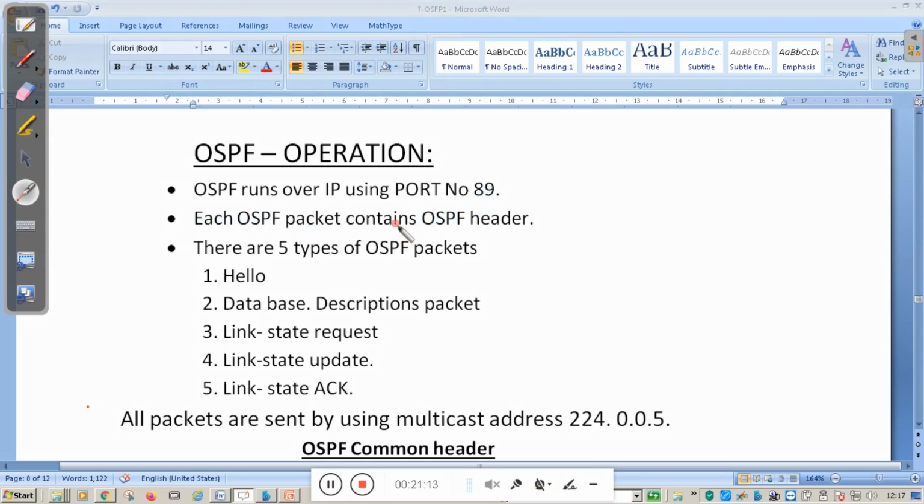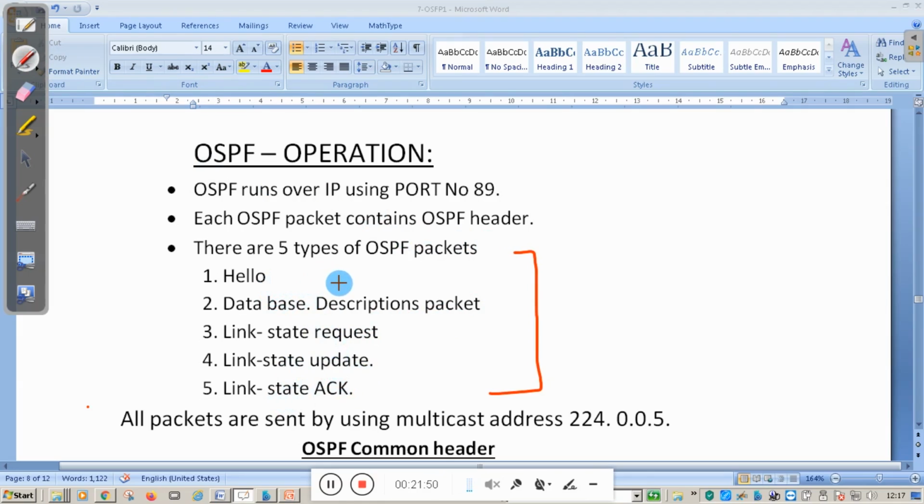Each OSPF packet contains a header. OSPF makes use of 5 types of packets: hello packet, database description packet, link state request packet, link state update packet, and link state acknowledgement packet. So you should remember the 5 types of packets exchanged by OSPF. One is the hello packet, second is the database description (DDP) packet, third is the link state request packet, then the link state update packet and the link state acknowledgement packet.